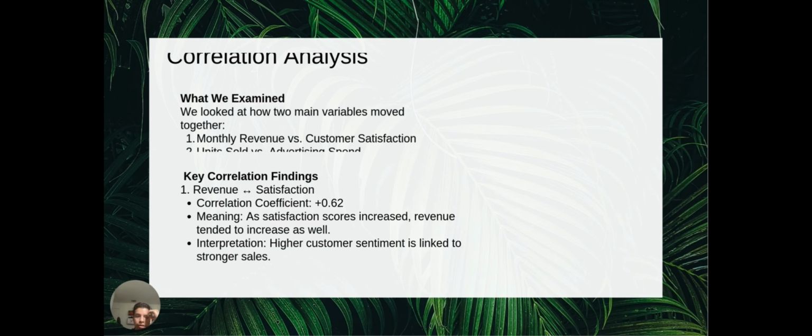In the correlation analysis, we analyzed the correlations to see how different variables relate to each other. We found a strong positive correlation between customer satisfaction and sales revenue. We also saw a clear correlation between seasonal months and jacket sales.